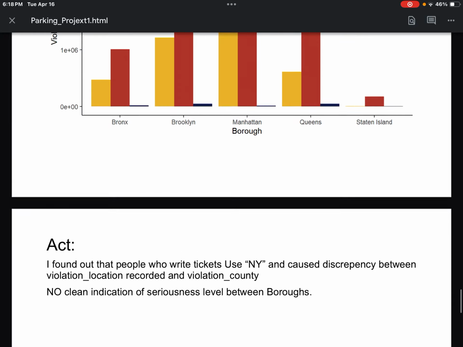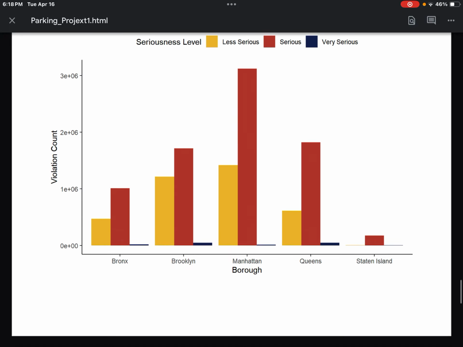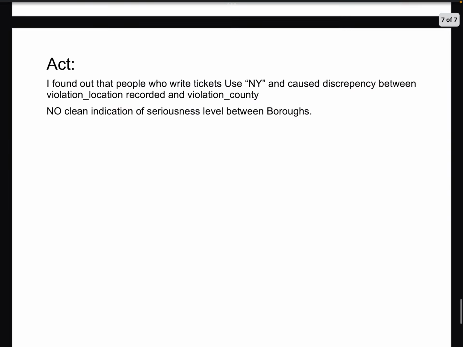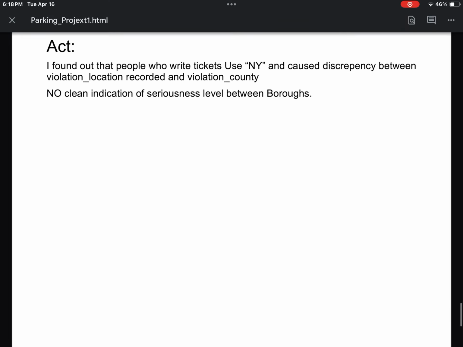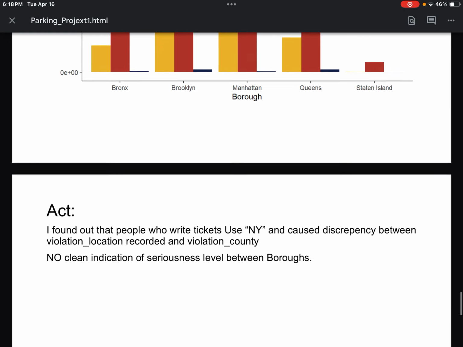So in the future, I wanted to further explore where I should put the resources for each borough if there were very serious violations, but it was consistent. That was the end of my project.